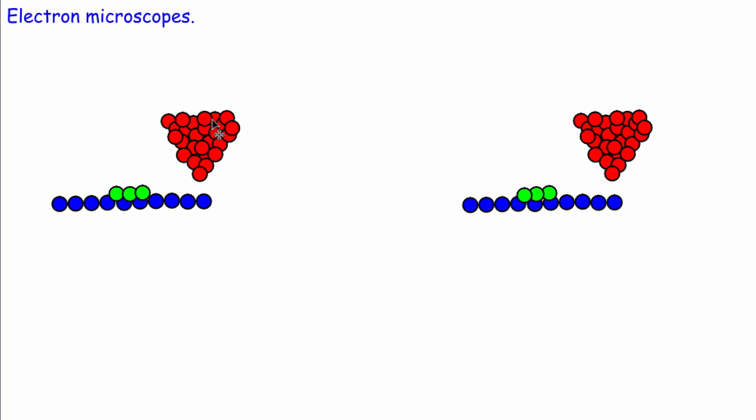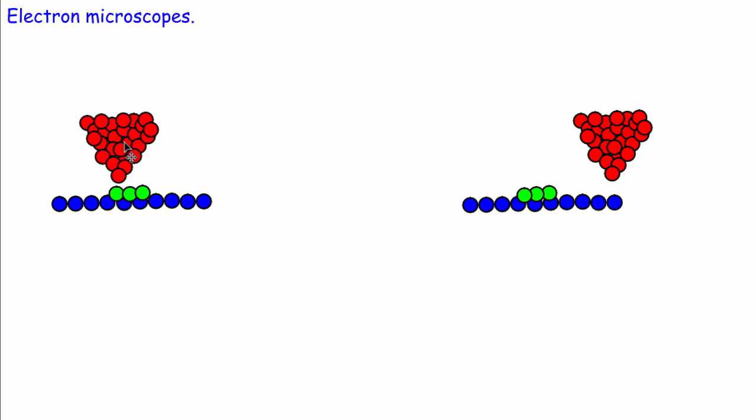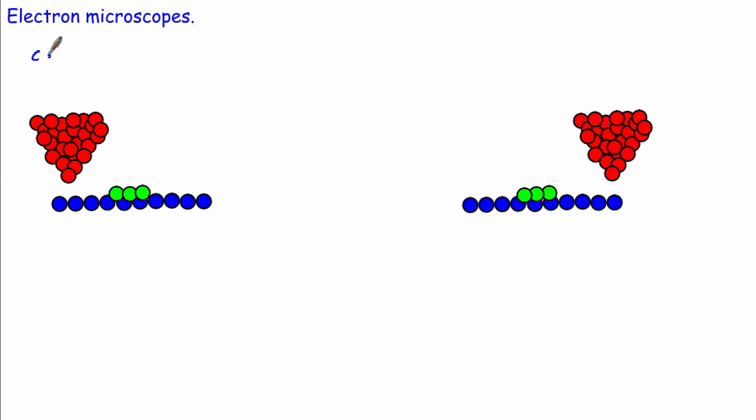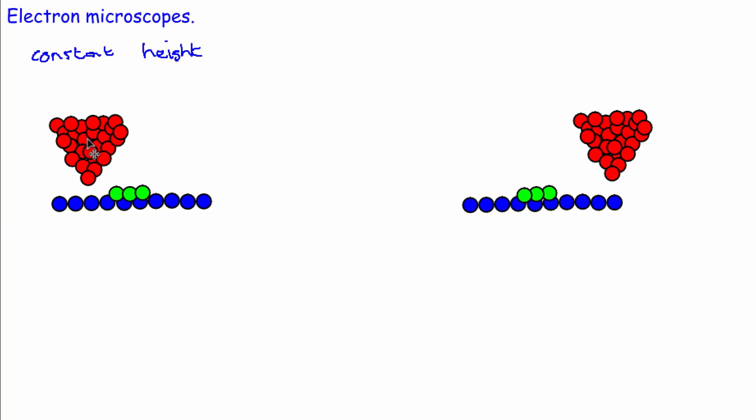And what we could do is move this along at a constant height. If I can try my best to do that. So we move it along at a constant height. So that's the first thing that we can do, we can keep this constant. It's like that. So we're moving it across at a constant height. Now here, because the distance is staying the same, as you move your tip across here, the current will be constant.